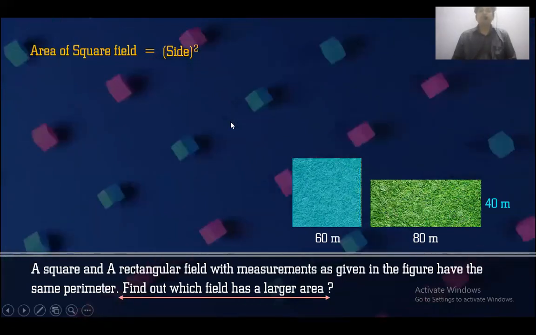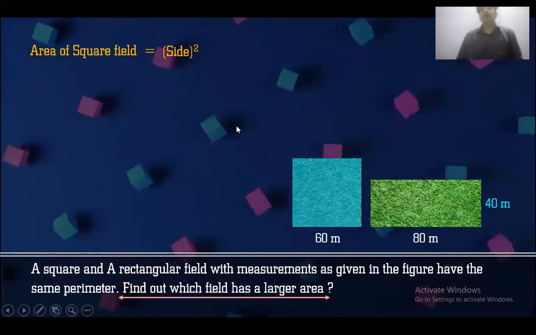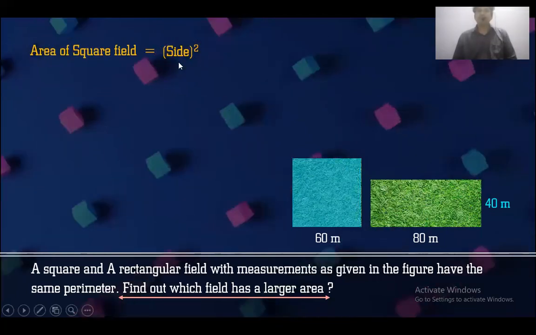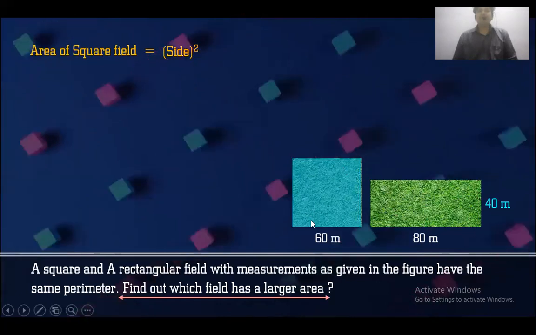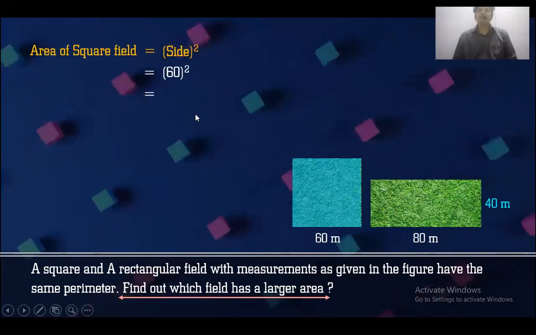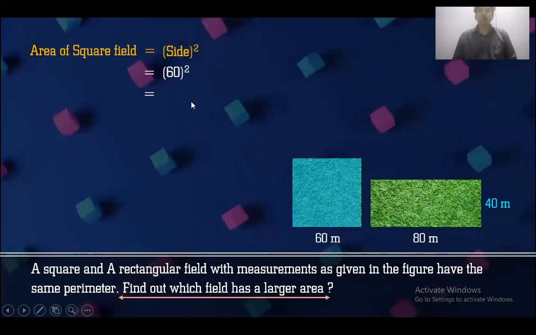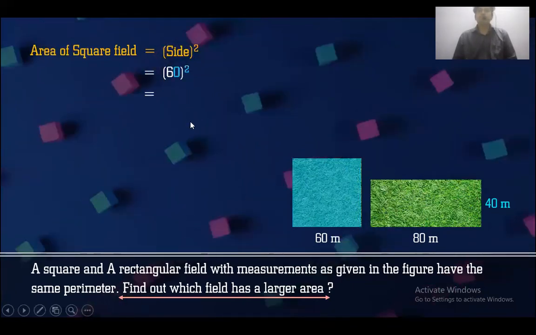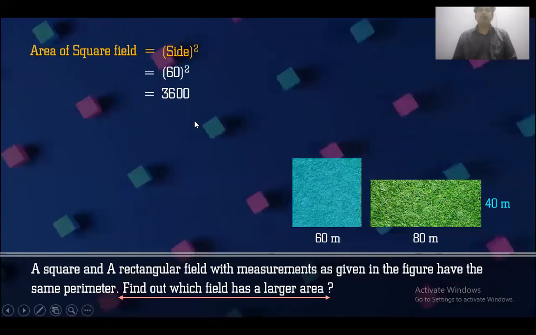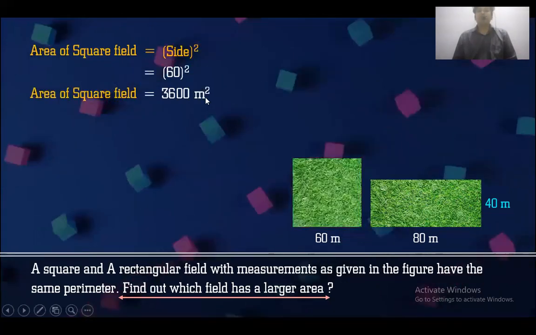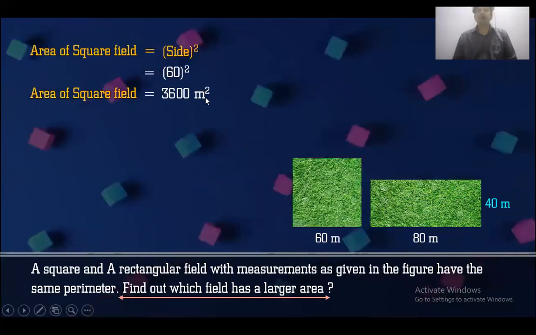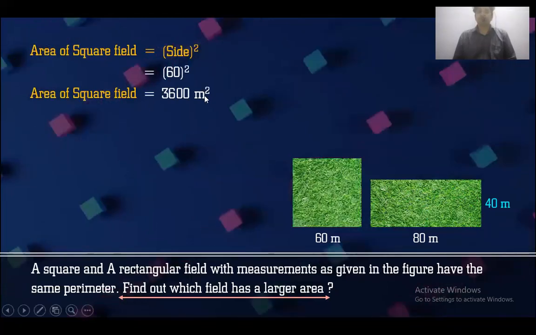Obviously, the area of the square field, can anyone tell me the formula? Yes, it's already displayed here. Area of square is side square, and we know the side as 60 meter. So the calculation will be 60 square, and we know 6 square is 36, so we'll simply put 2 zeros on it. So the area of the square will be 3600 and the unit will be meter square, because one side has the unit meter, so meter into meter will give you the unit meter square.